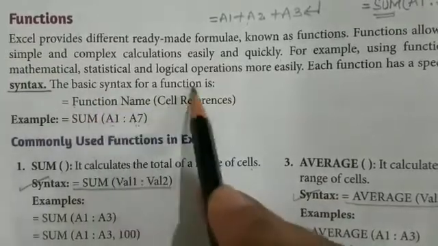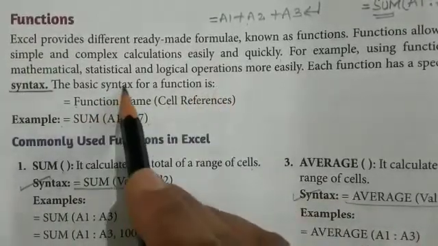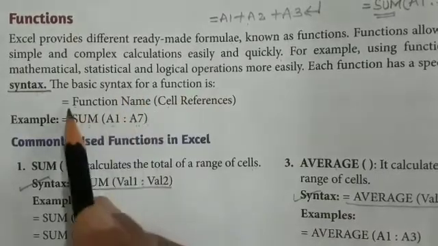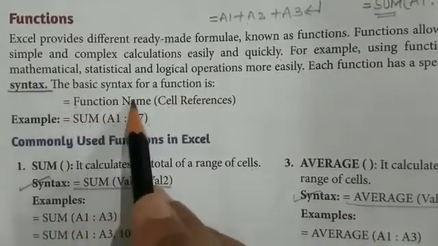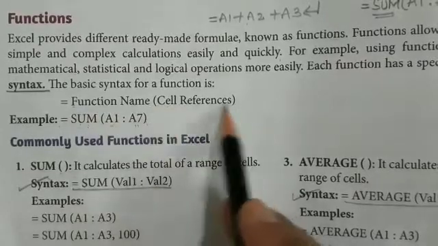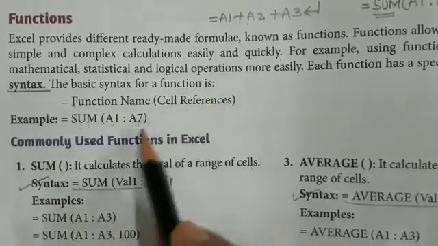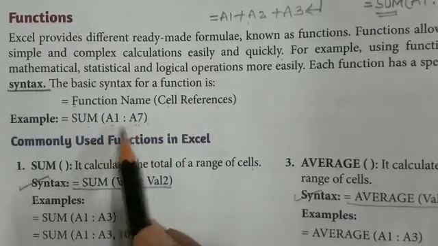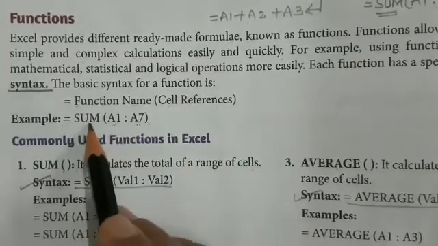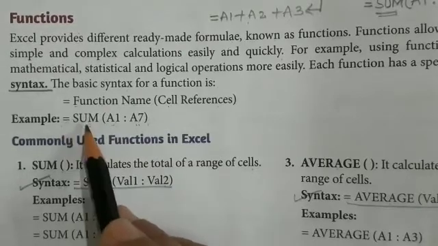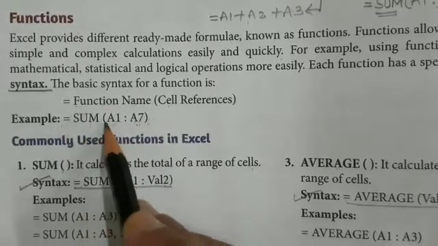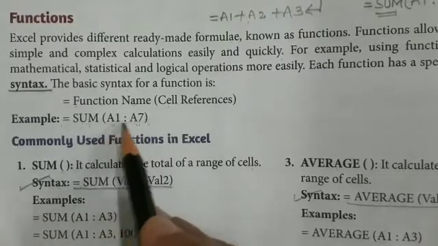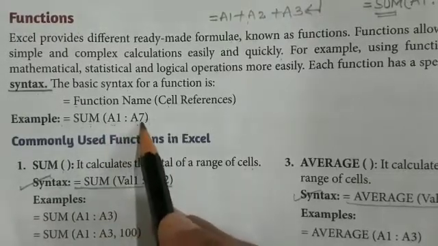The basic syntax for a function is, syntax means rules, that is how you will write the functions: equal sign, function name, and in the parentheses, cell references. For example, to calculate the total of a range of cells, we use the function SUM. So equal sign, SUM is the function name, and in the parentheses the cell range or cell reference is defined. Here, A1 to A7.